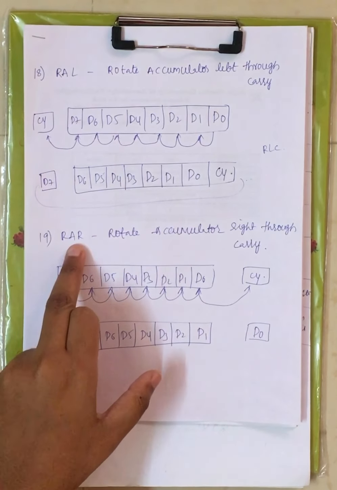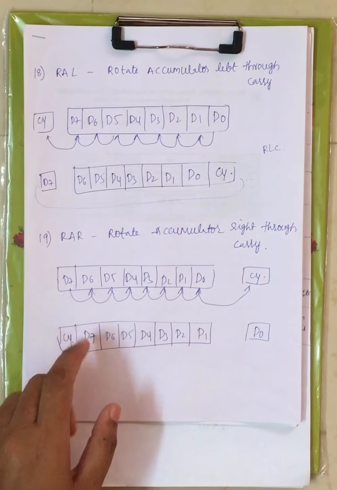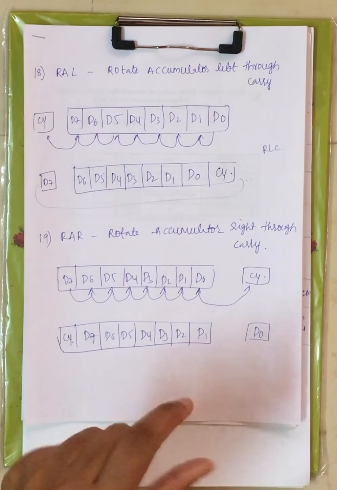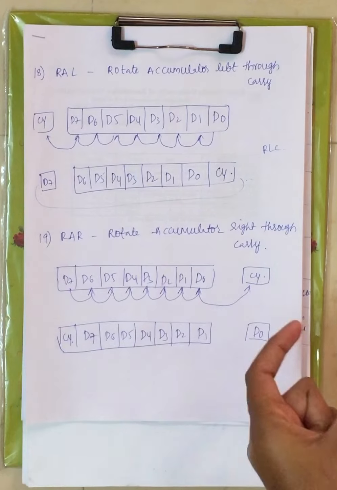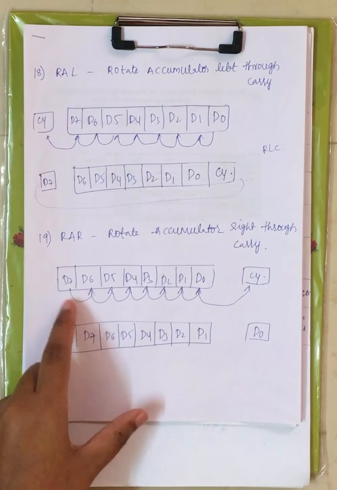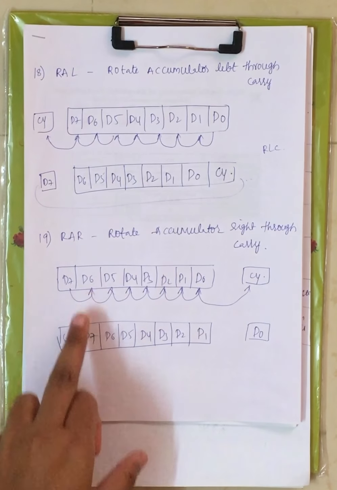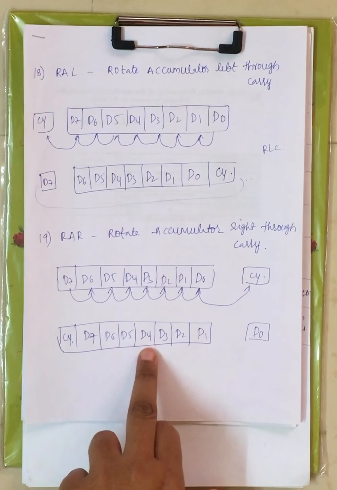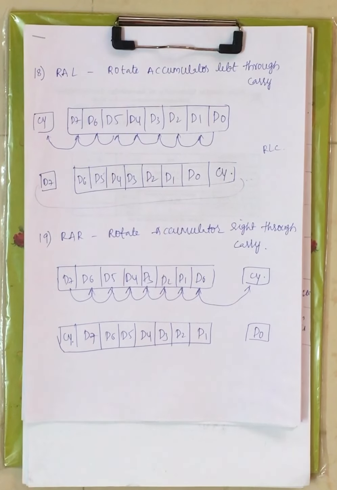Now coming to RAR, rotate accumulator right through carry, right? Now if you see this example, using this instruction you can shift each bit by one adjacent right position along with carry. If you see this example, you are shifting each bit by one adjacent right position. Upon shifting, D6 is replaced by D7 and it will go on, D7, D6, D5, D4 and so on up to D6, right? And the last bit is replaced with carry, right?